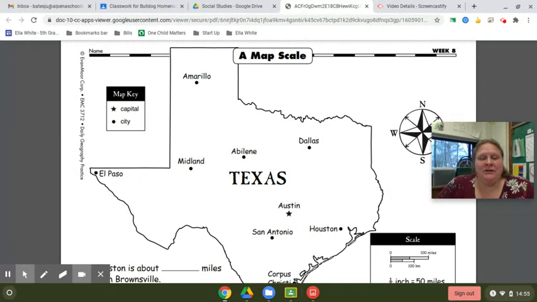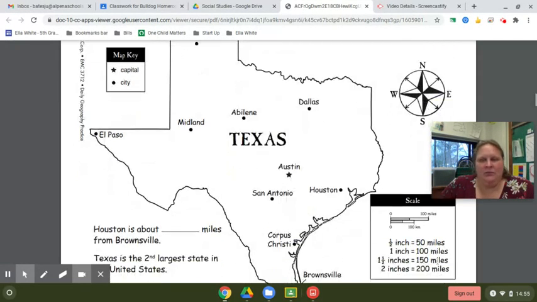A map shows things much closer than they are in real life. For example, I can't go from Amarillo to Dallas with just my finger. It takes a long time driving. Some maps have a map scale on them, such as this one.